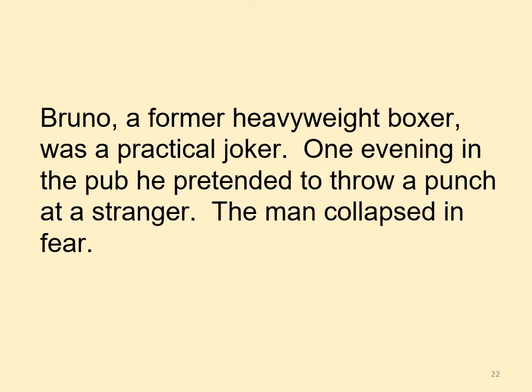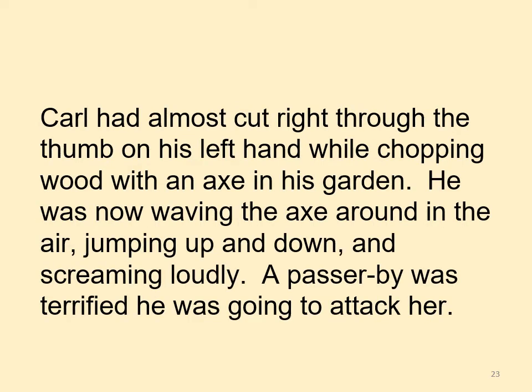So now that you've done Antonio with me, in your booklet you've got Bruno, a former heavyweight boxer, practical joker. One evening in the pub he pretended to throw a punch at a stranger, so he's making a sort of vague punching action, but he's a former heavyweight boxer, he's going to be a big guy, and the man collapses in fear. So that's the next scenario. And then after that you have Carl, who almost cut right through the thumb on his left hand whilst chopping wood with an axe in his garden. He was now waving the axe around in the air, jumping up and down and screaming loudly, and a passerby is terrified he's going to attack her.